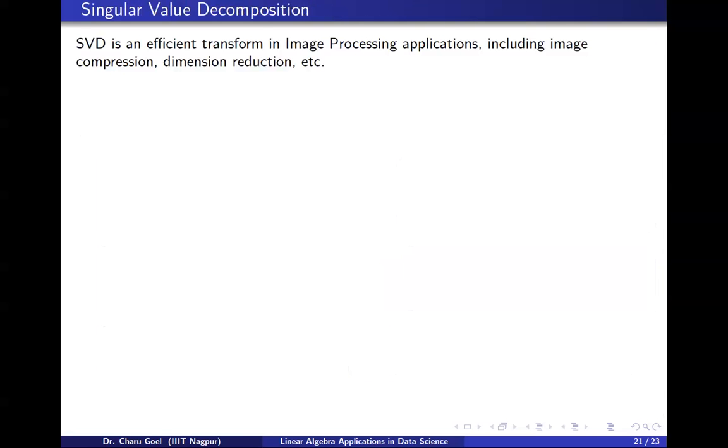So why are we studying singular value decomposition? Most of you must have at least heard of and seen, in different places in some research papers, in particular relating to image processing, two terms that come up very often: singular value decomposition or SVD, and principal component analysis, that is PCA. I am just going to discuss one because of the time limitations. Singular value decomposition is an efficient transform in image processing applications, including but not limited to image compression, dimension reduction, etc.